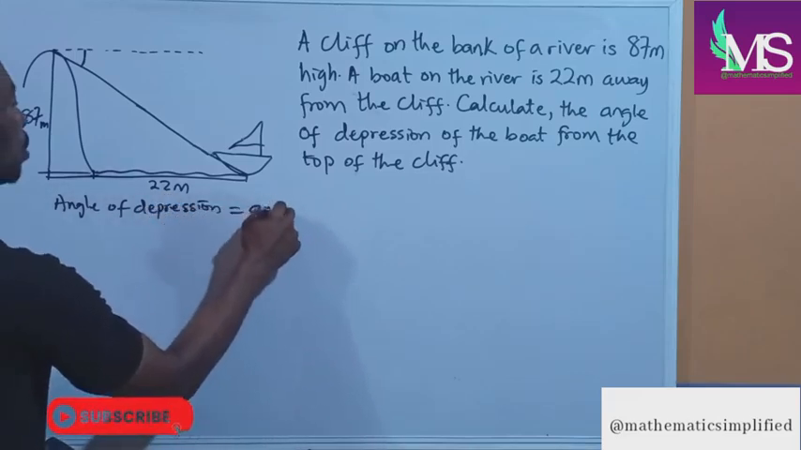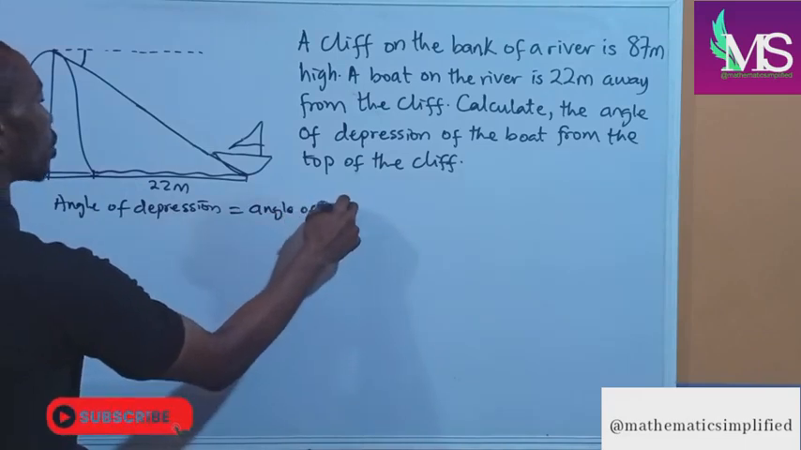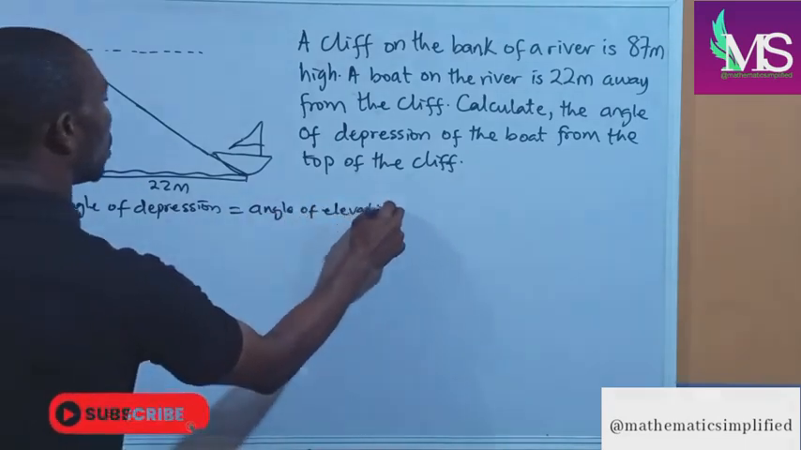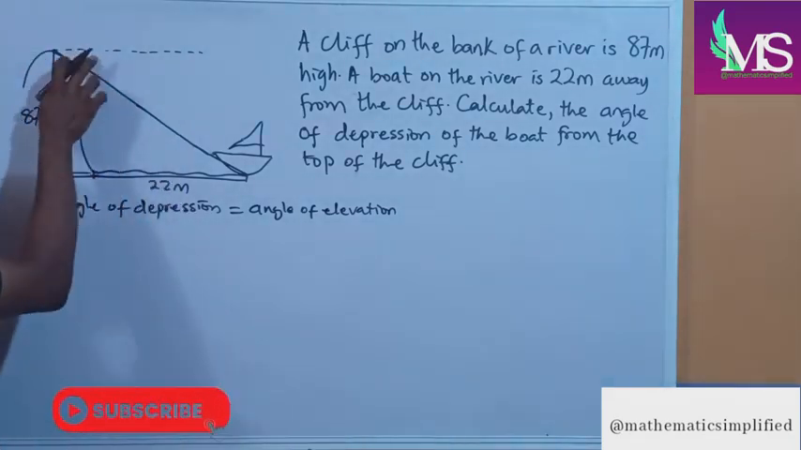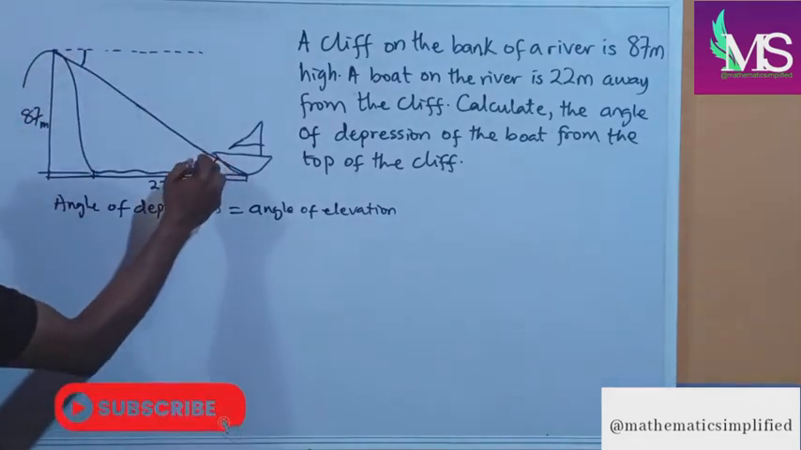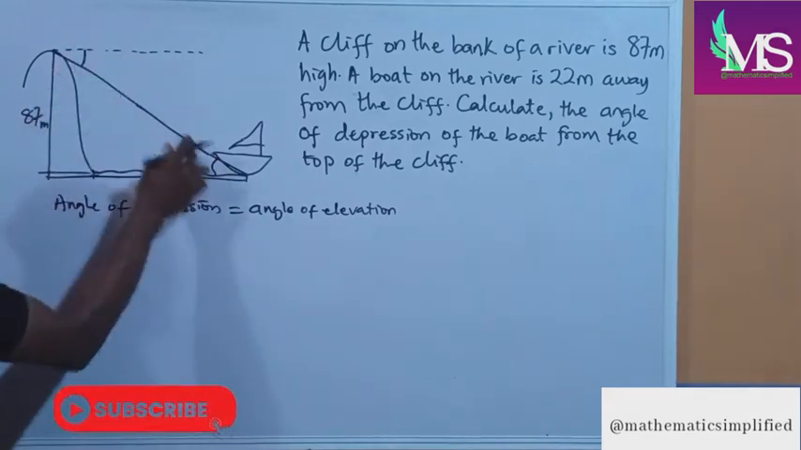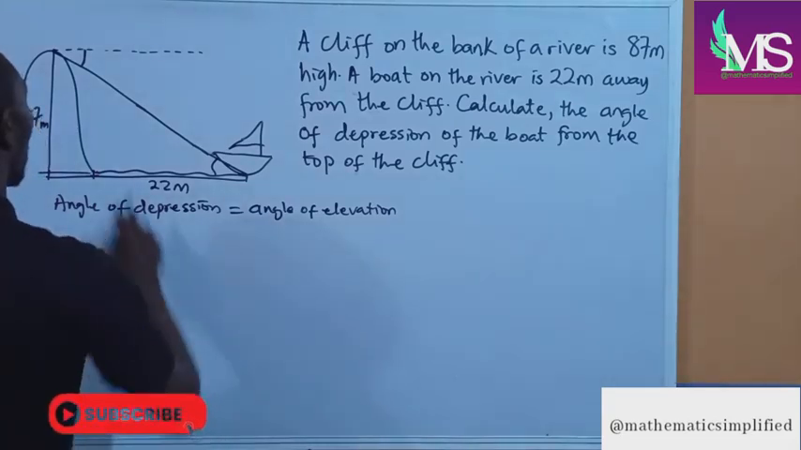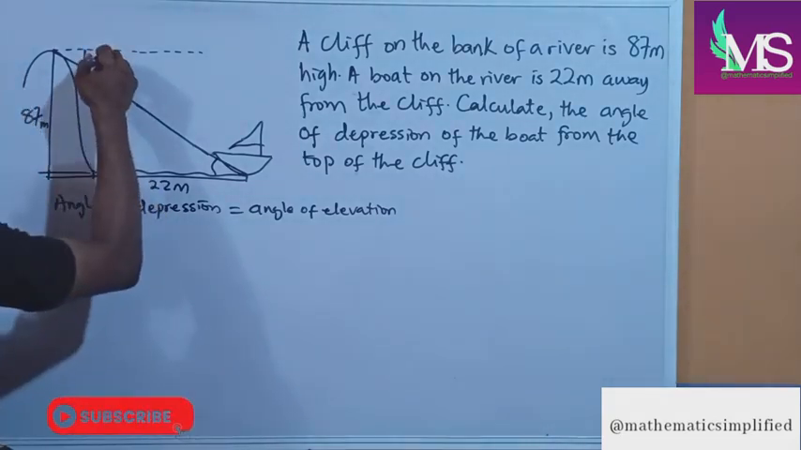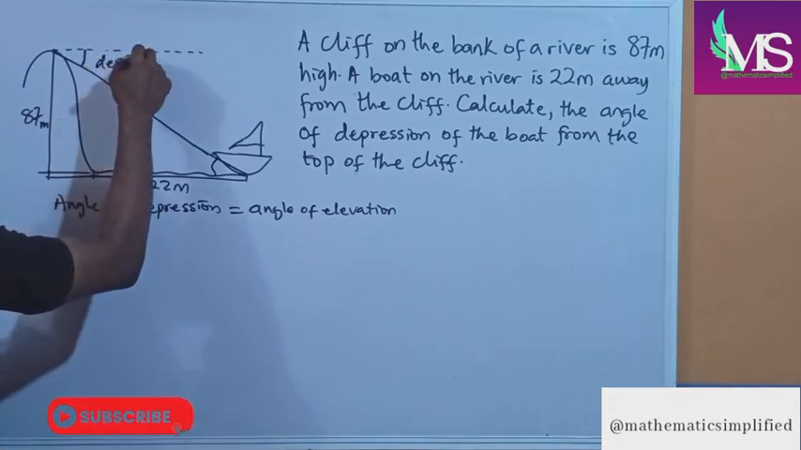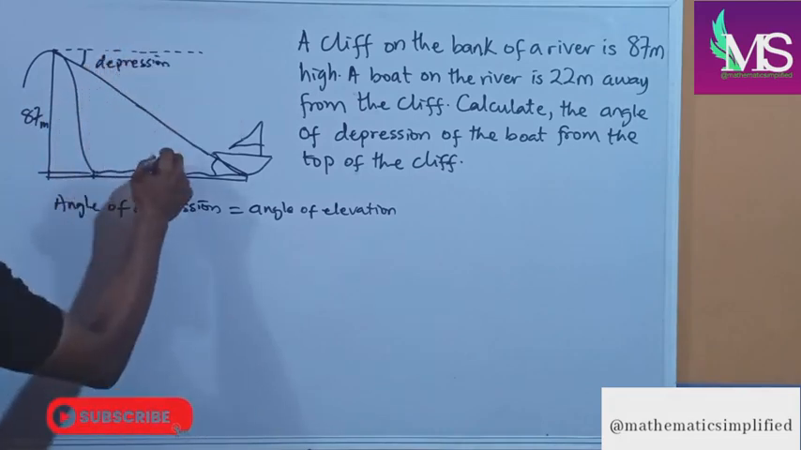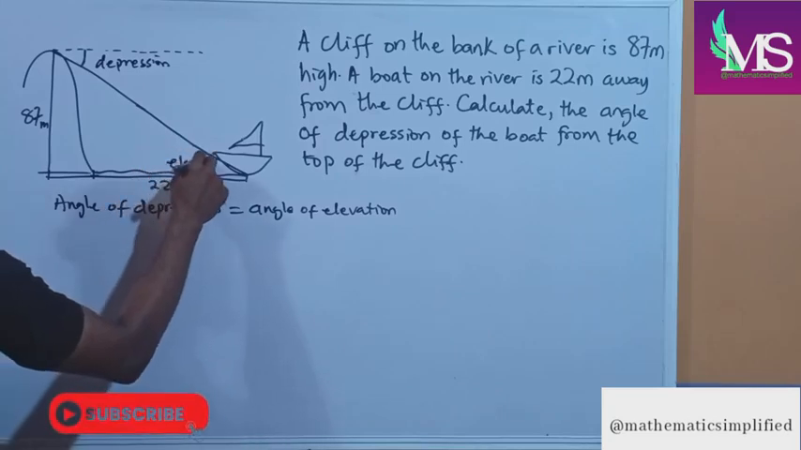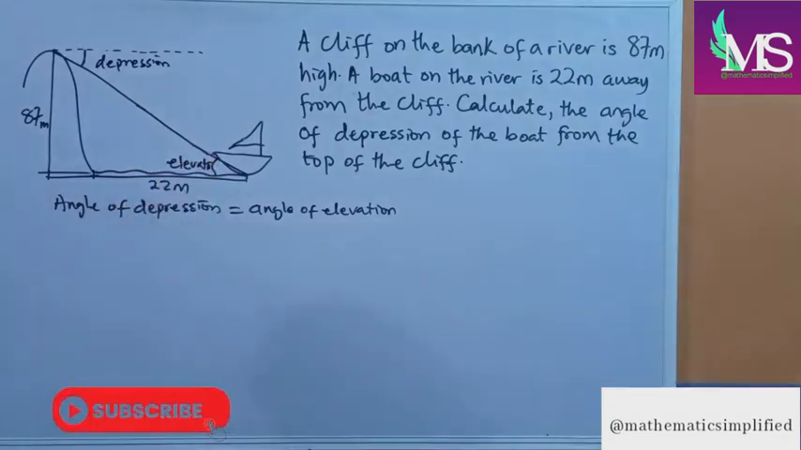Angle of depression equals angle of elevation. So why? They are alternate angles. So our angle of depression here equals our angle of elevation here.